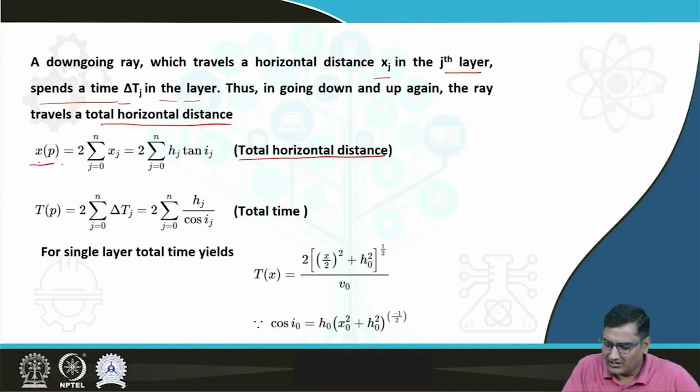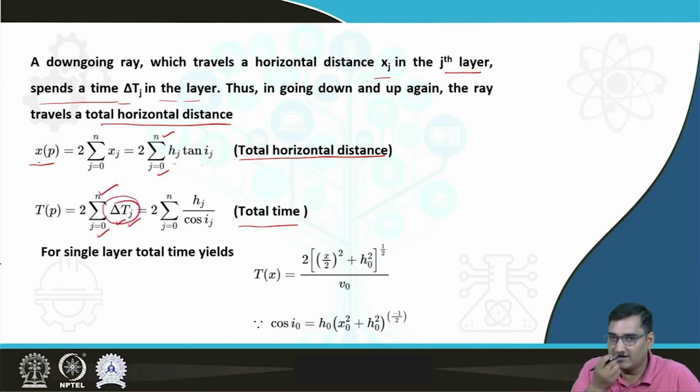So xp will be 2 summation over each layer, j equal to 0 to n, of hj tan ij, and the total time will be the time traveled by the ray in each of the layers for the upgoing and the downgoing direction, summed over all the layers. That means 2 into summation j equal to 0 to n of delta tj, that is the time in each layer that the ray spends going up and down.